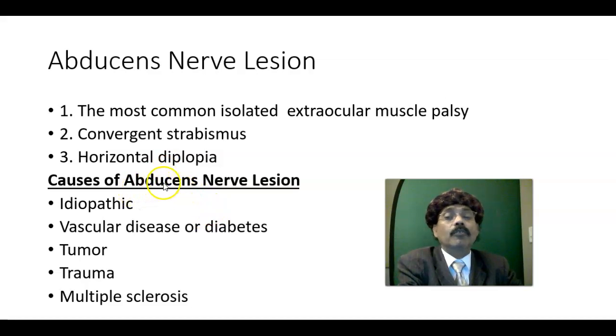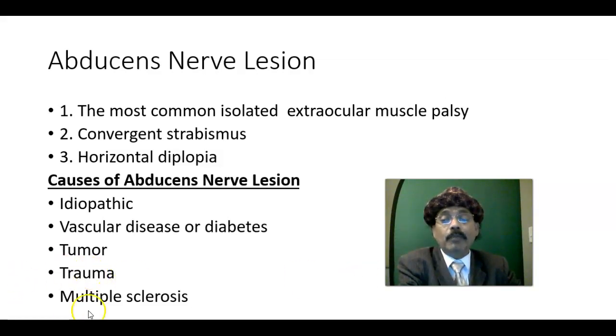So what are the causes of abducens nerve lesion? It may be idiopathic, meaning we don't know the exact cause. Sometimes it happens without any specific cause. Vascular disease, like an aneurysm of the internal carotid artery, or some type of vasculitis like temporal arteritis. Diabetic complication may damage the nerve directly. Tumor, it may be any type of tumor around the cavernous sinus, maybe a meningioma, maybe a metastatic tumor.